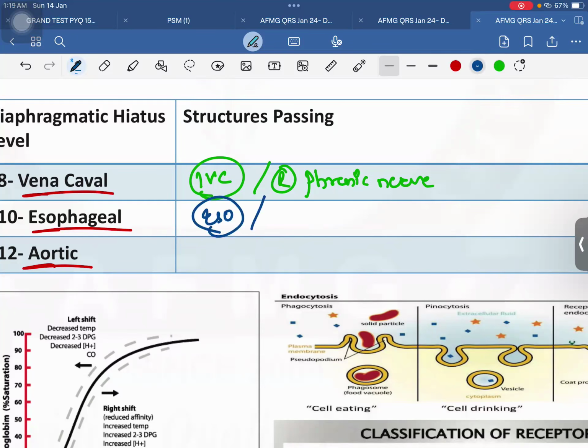And the aortic opening, we have the aorta which passes. Along with aorta, beta, we have the azygous vein which passes. Along with azygous vein, we have the thoracic duct, definitely. Okay? So please be aware of that.